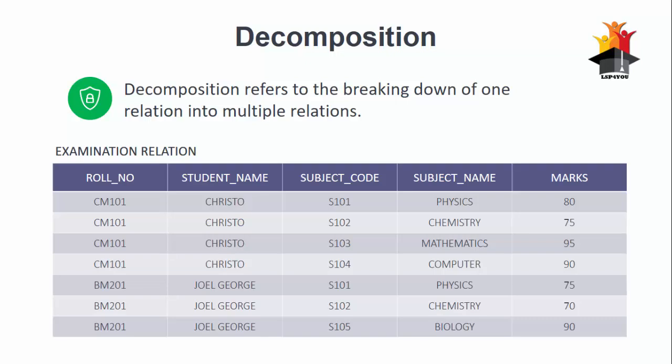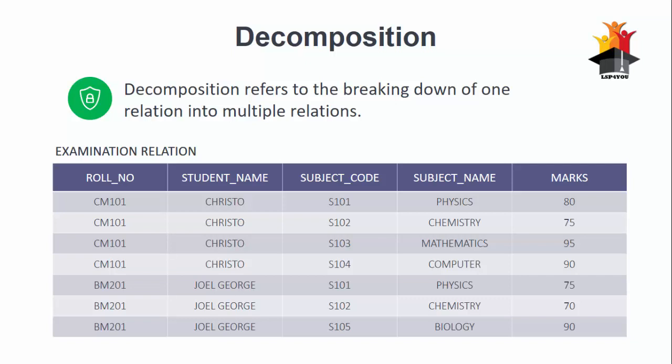Let us consider a relation Examination for storing information regarding students and the marks they obtained in various subjects. Let the relation have the following columns: roll number, student name, subject code, subject name, and marks.